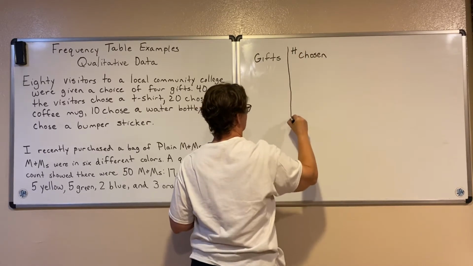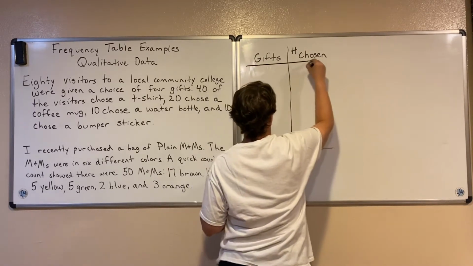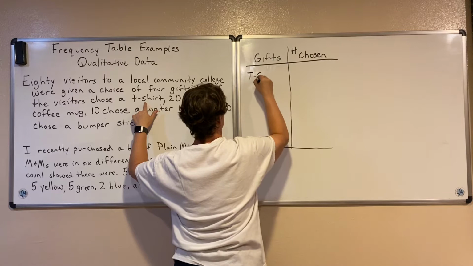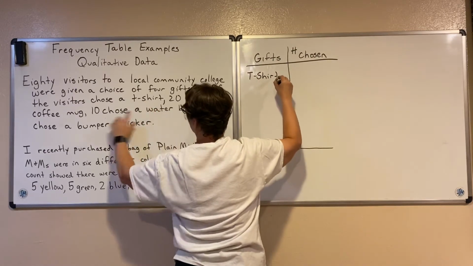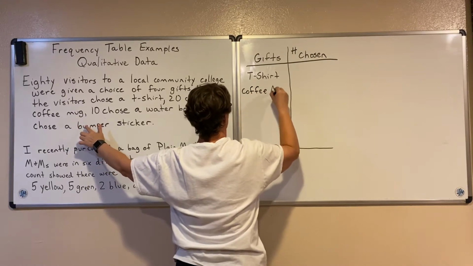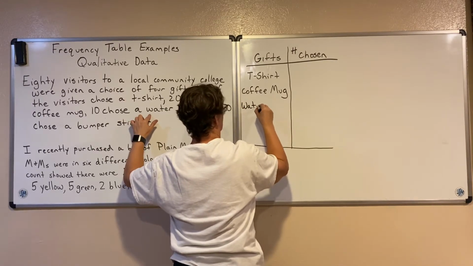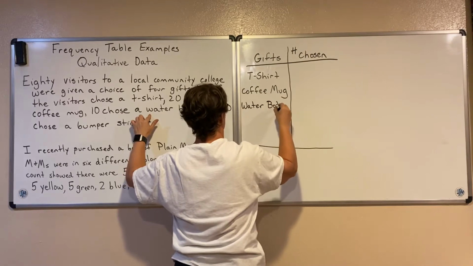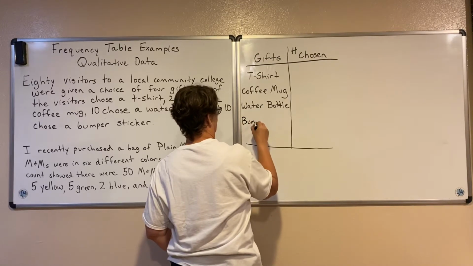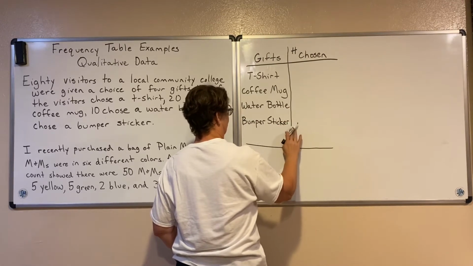Then I'm just going to separate the 2. And then I'm going to put those gifts there. So my choices of gifts were t-shirt, coffee mug, water bottle, and bumper sticker. It might have been smart to write it up here first and then do the table around it.